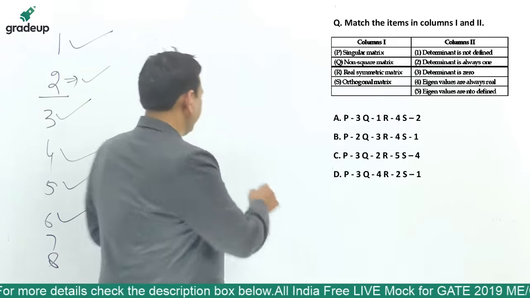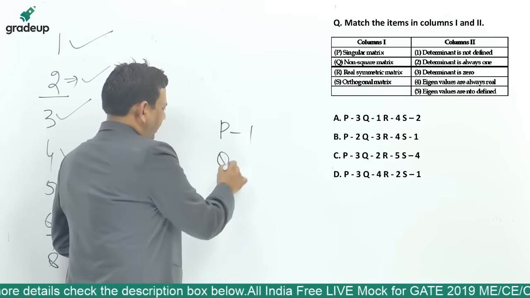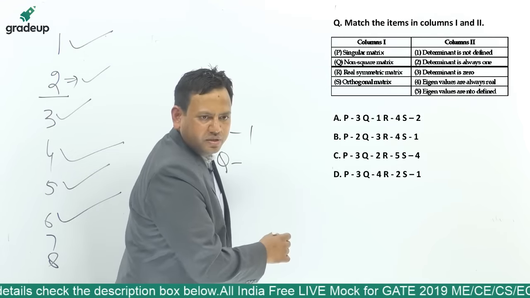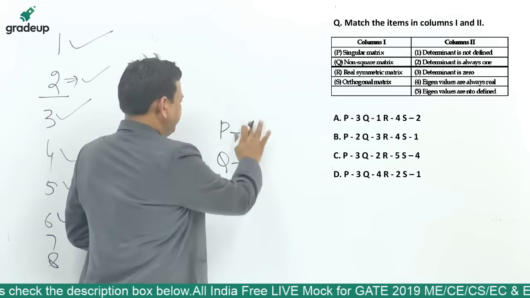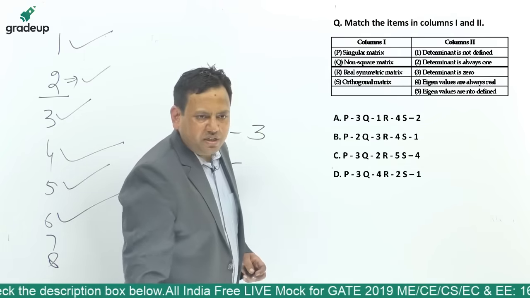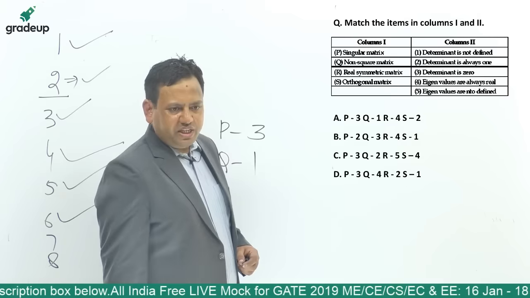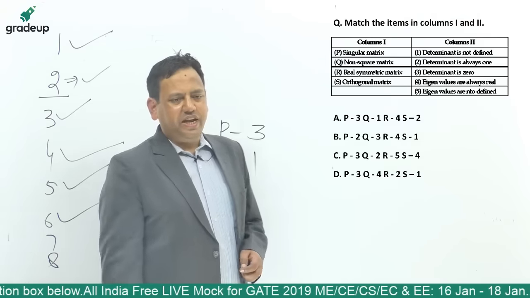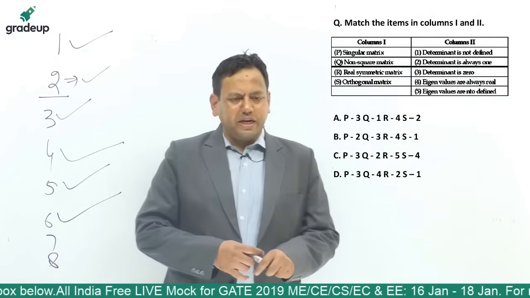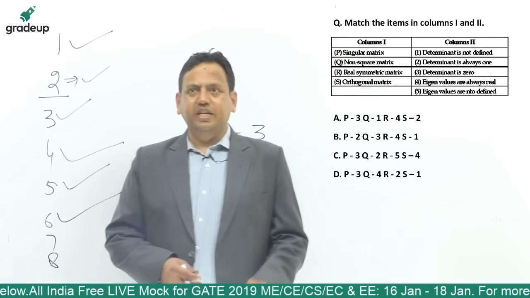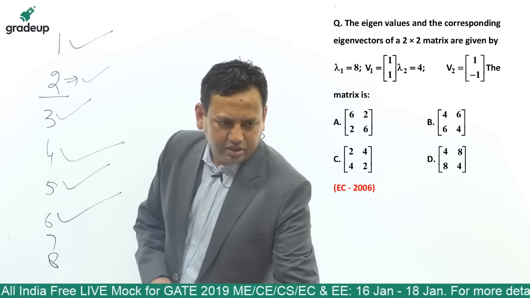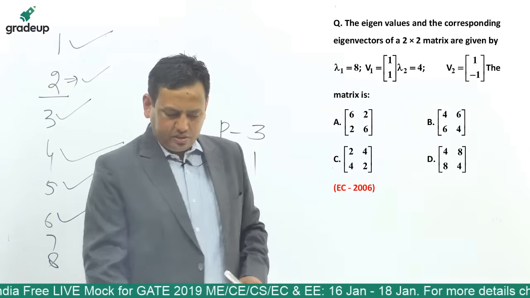So for P, it is 1. For Q, it is, sorry, singular matrix P, it is 3. And Q, non-square matrix, Q1. So 3, 1. We are getting in A. Forget about all. Real symmetric matrix, always real. So your answer is A, Ahmedabad. Very good. Now try this one.